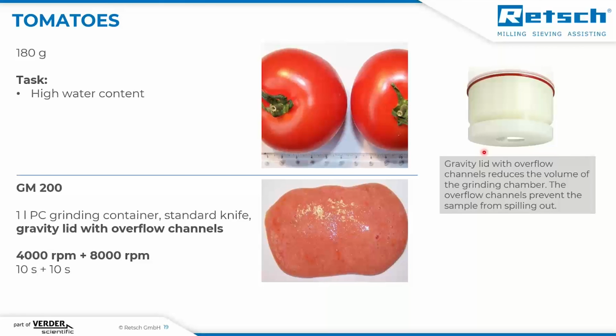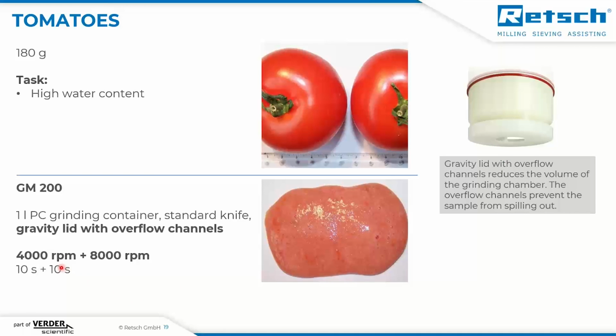And what happens as well, you have a very liquid sample. So due to capillary forces, some sample will just climb up between the lid and the grinding wall and will spill out over here. But we avoid this with these overflow channels. Here, the sample is just led back to the center and still ground by the rotating knife. So this lid really helps to get a better result and to come to this finely ground sample.